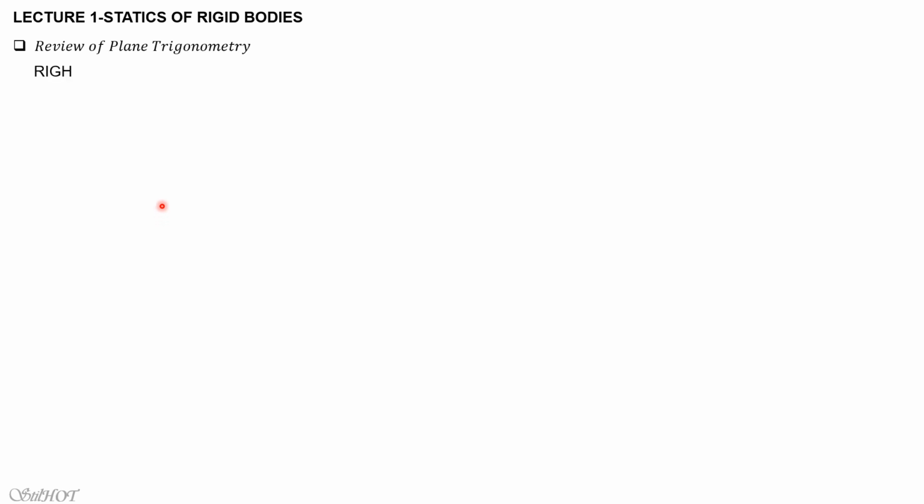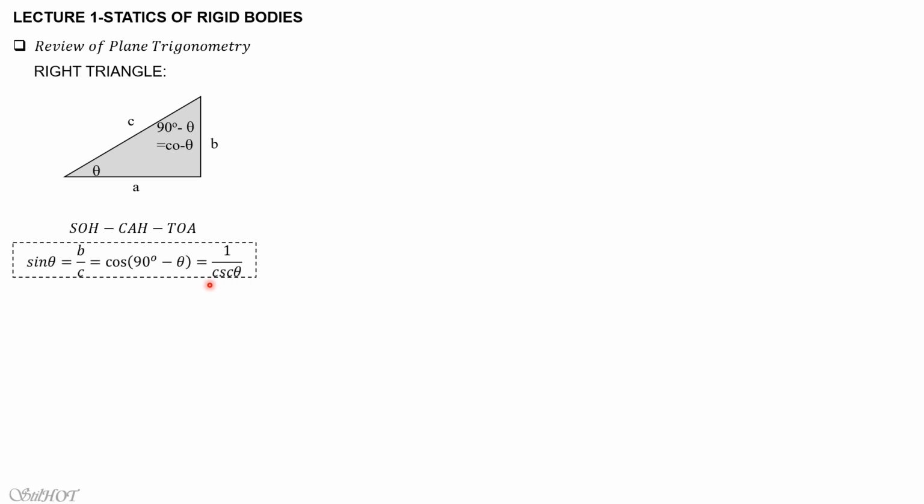So today I'm going to review trigonometry with you. So first, let's have the different ratios for a right triangle. The keyword here is SOHCAHTOA. If you can remember, this means that sine of an angle theta is equal to opposite over the hypotenuse.